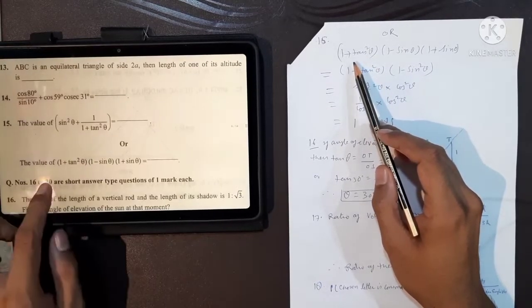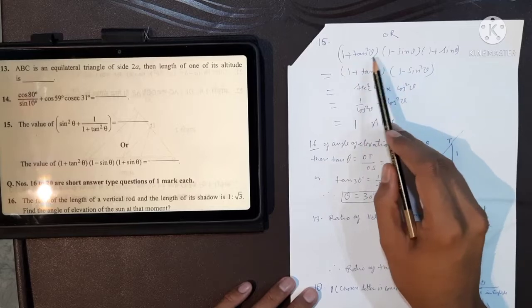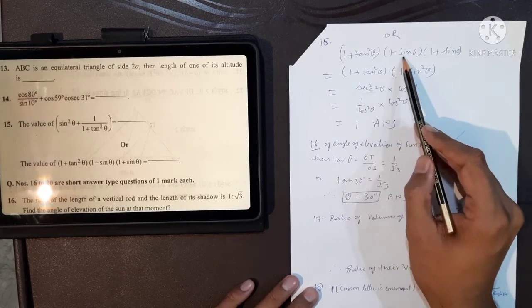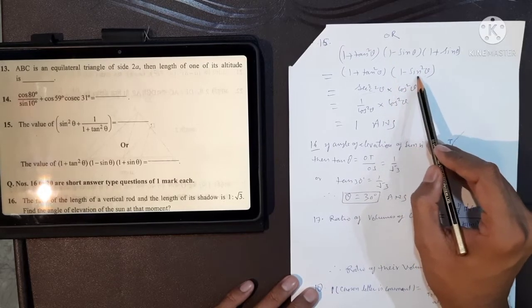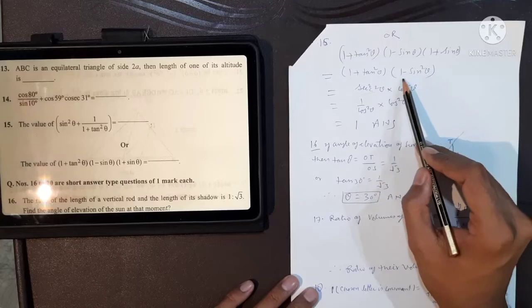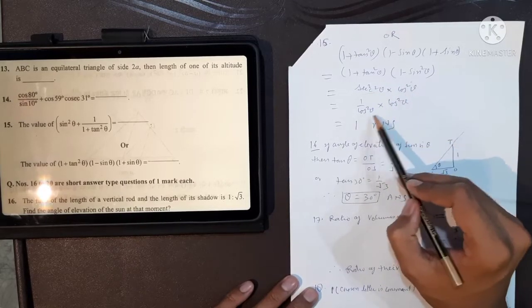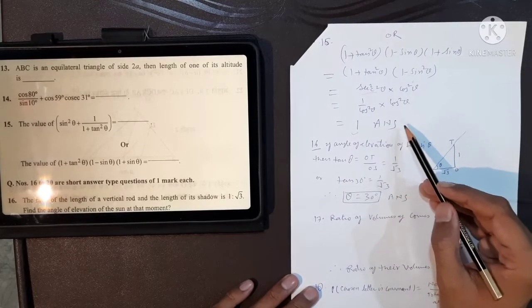On the OR part of the 15th, 1 plus tan square theta can be converted into sec square theta, and a minus b into a plus b is converted into a square minus b square, which is written as cos square theta. So sec square theta into cos square theta converts to 1. So the answer is 1.